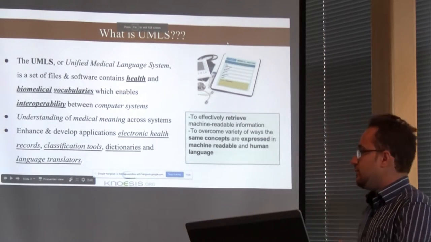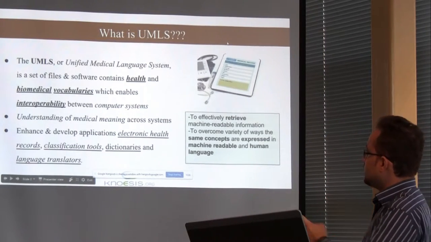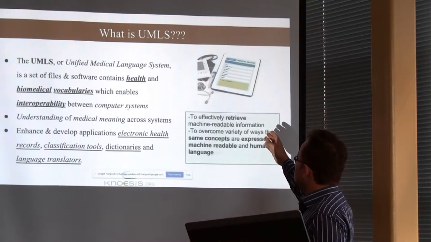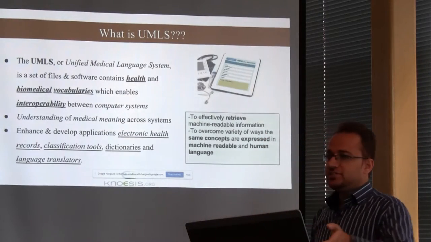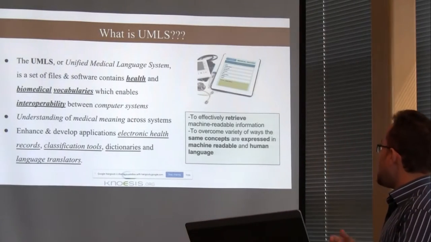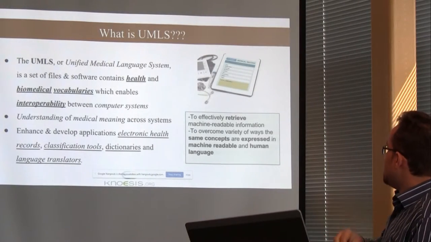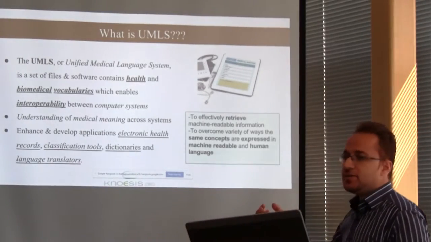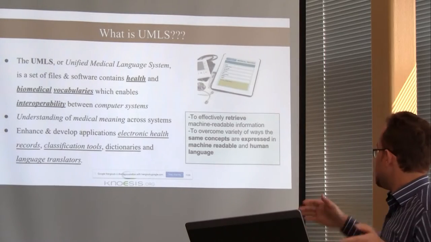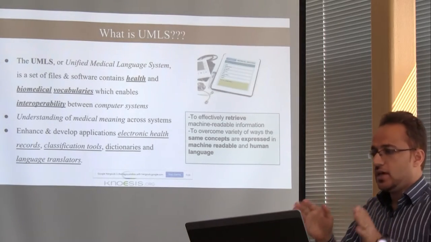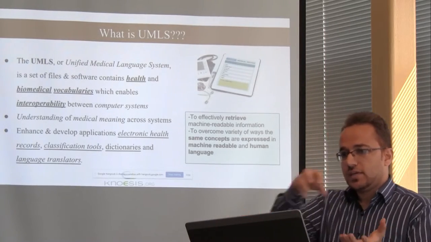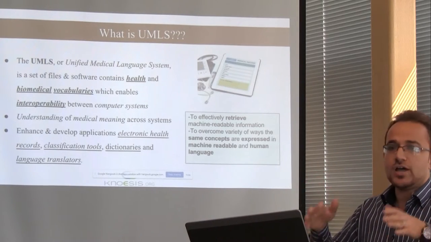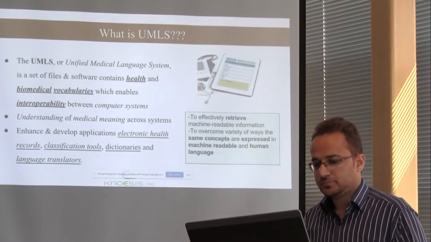So basically, the objective of UMLS is twofold. First, it is going to effectively retrieve machine-readable information. And why is it important? Because, as we all know, the same concept can be expressed in different ways. So it is going to associate the same concept into a specific category. This is the whole idea of why we need something like UMLS.